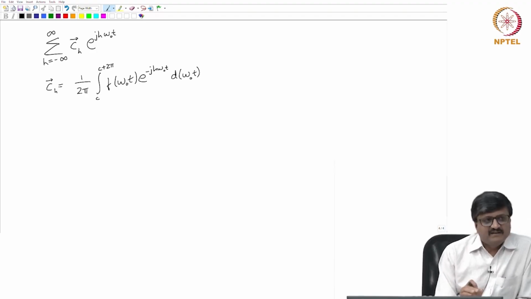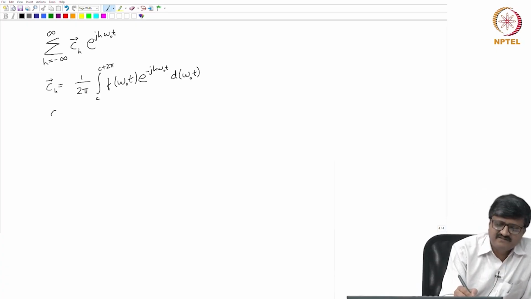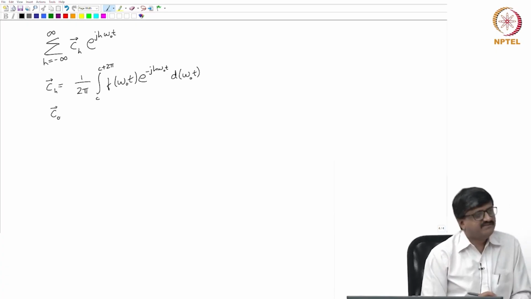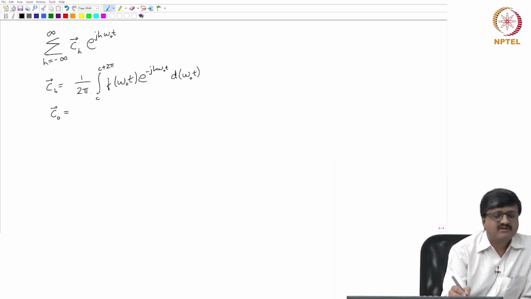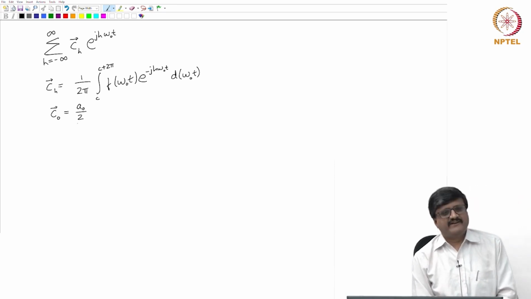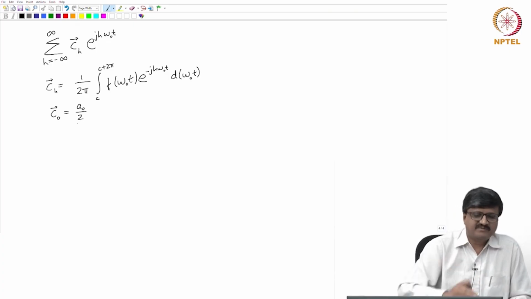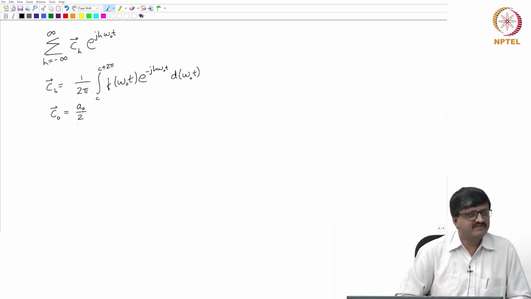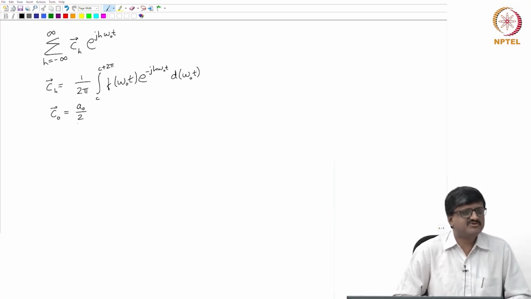But can we relate these coefficients in this exponential series CH to the ones in the trigonometric series AH and BH? If I take for example C0, what is C0 in terms of the trigonometric series coefficients? A0 by 2. You just have to look at the expression for CH and then the expression for C0 and A0, then you will easily see that C0 is A0 by 2. And since A0 is real, C0 is real. Though in general CH is complex, C0 happens to be real.